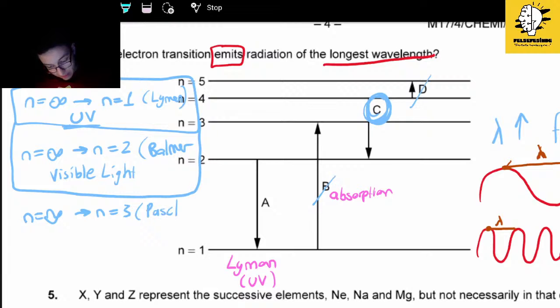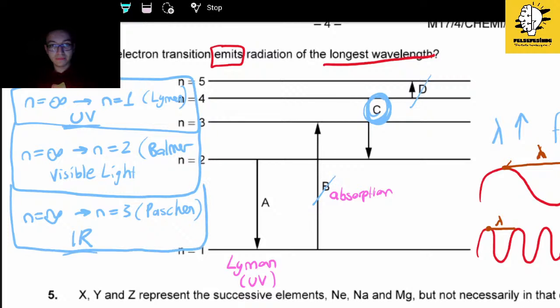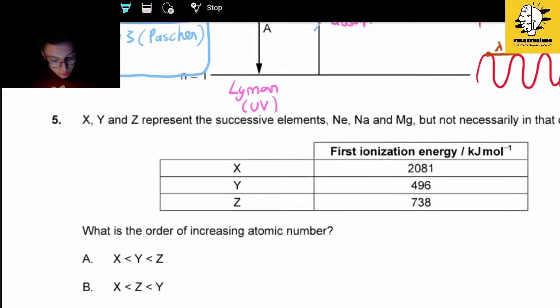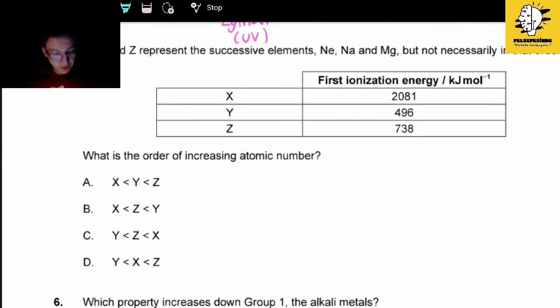Paschen. And this is infrareds. Let's keep this in mind. Also for physics, it's important. Maybe the names do not appear in the IBDP for the chemistry section, but it might be useful in the following sections. So again, do you want to go for question number 5?